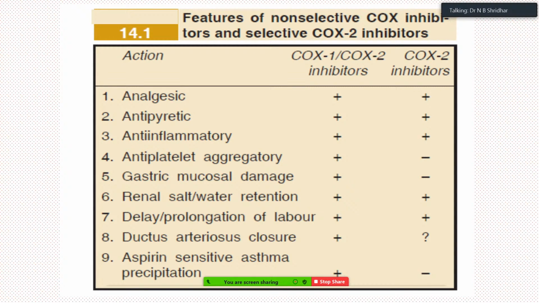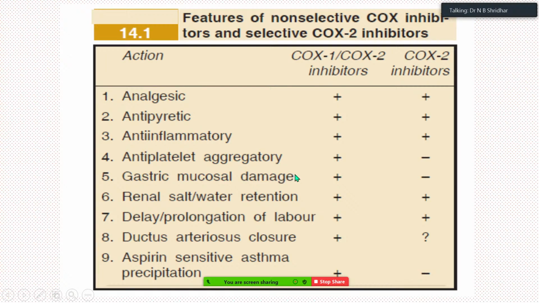And the features of NSAIDs, that is, the non-selective anti-inflammatory COX inhibitors and selective COX inhibitors. Like COX-1 and COX-2, the first generation agents are non-selective, acting on both, whereas celecoxib, rofecoxib and the recent generation agents like meloxicam etc. are the preferential COX-2 inhibitors. Both have the analgesic property, antipyretic property and anti-inflammatory property, both COX-2 inhibitors and COX-1 and COX-2 non-selective inhibitors.